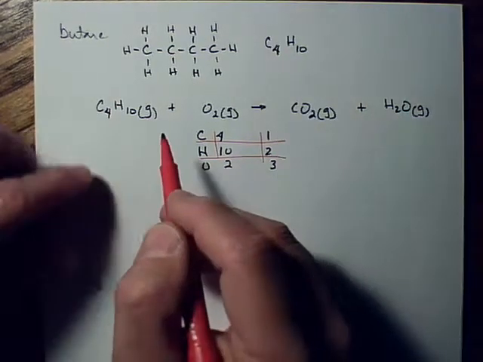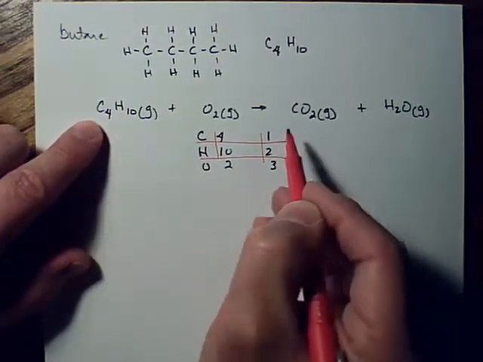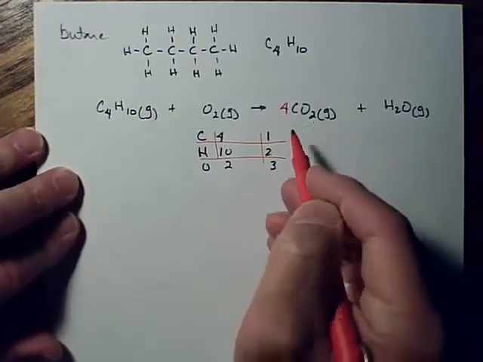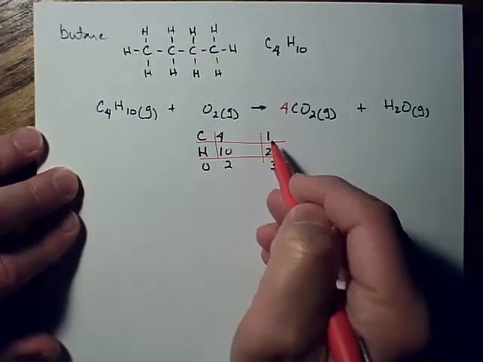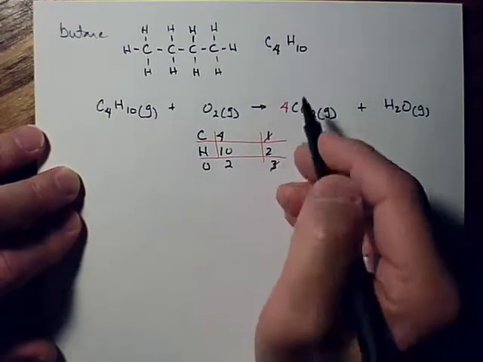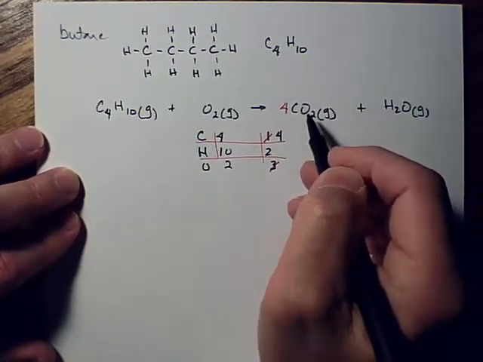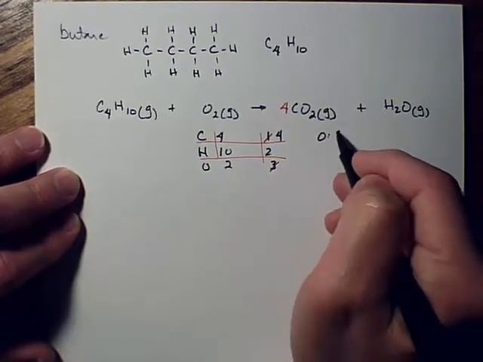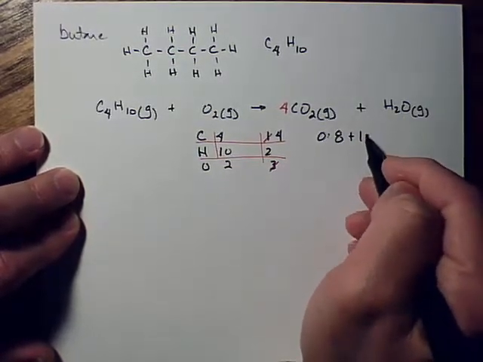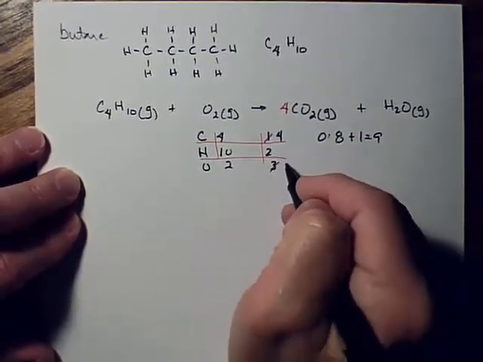Now, if I have 4 carbons on the left and I need 4 carbons on the right, I'll put a coefficient 4 here. That's going to change the number of carbons and oxygens. So that means we now have 4 carbons, which is what we're looking for, but we also have 4 times 2, that's 8 oxygens here, plus the 1 over here. So right now we have 9 oxygens.